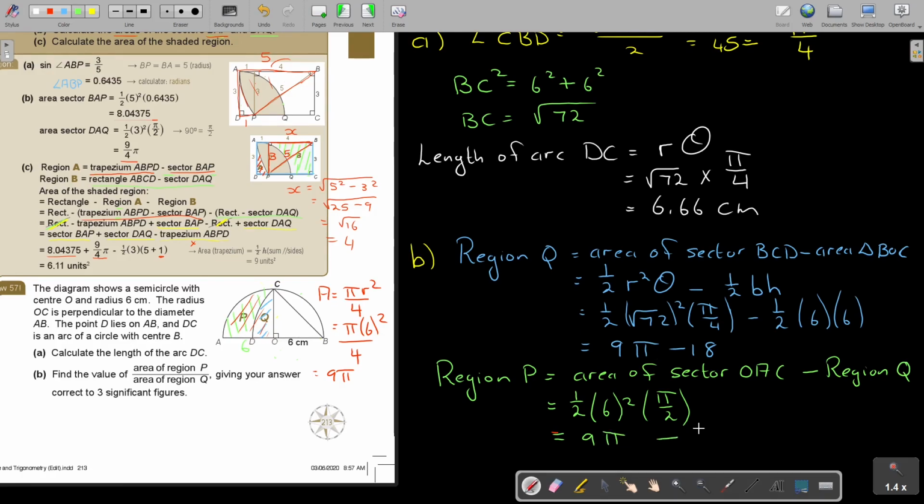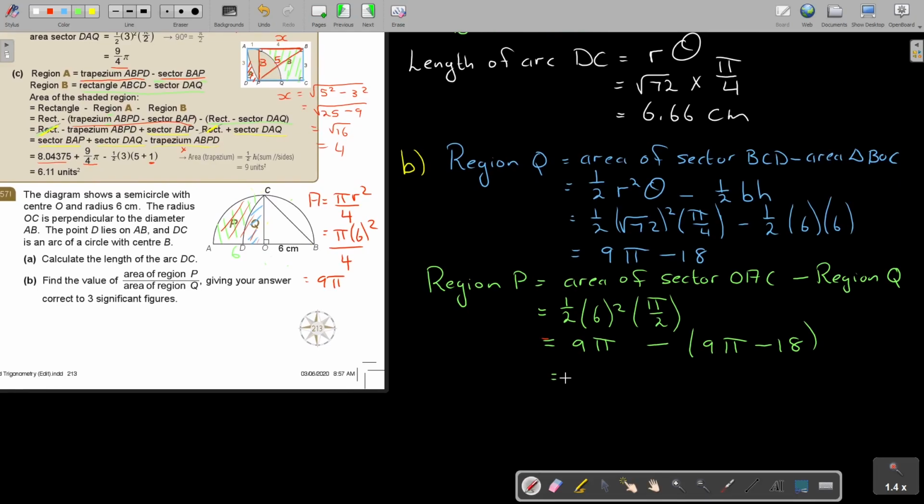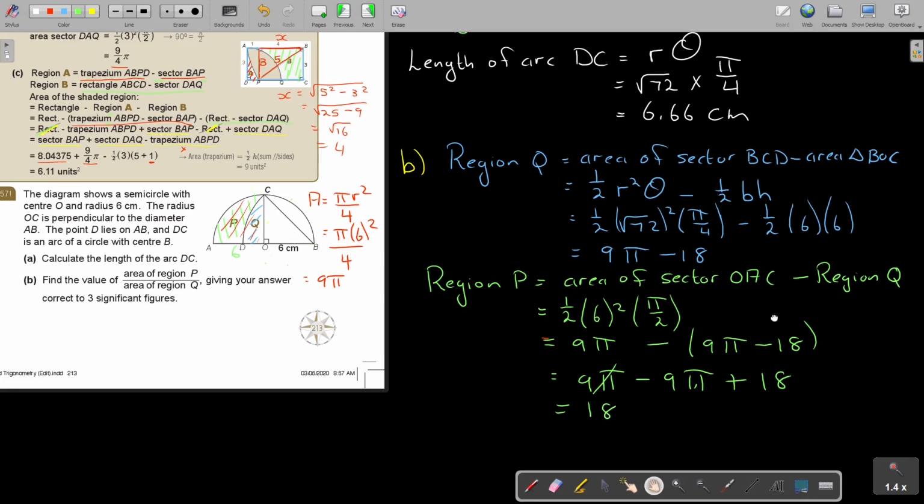And this is why I was keeping it in terms of pi if I can. Okay, now let's bring it up. So this is going to be 9 pi minus 9 pi plus 18. Cancel, cancel. And that is just going to be 18.